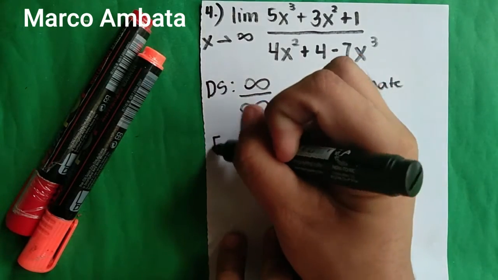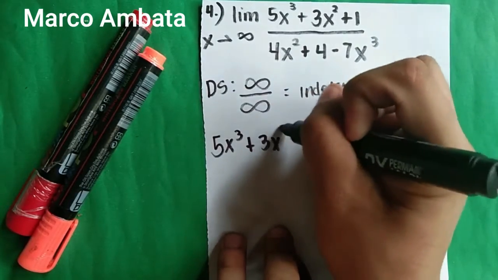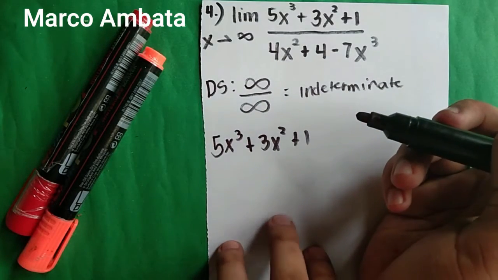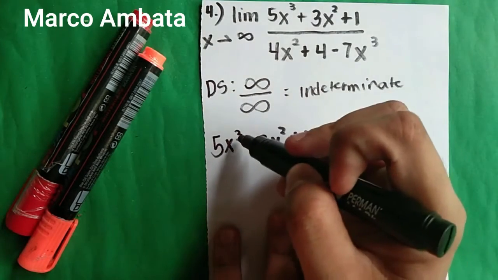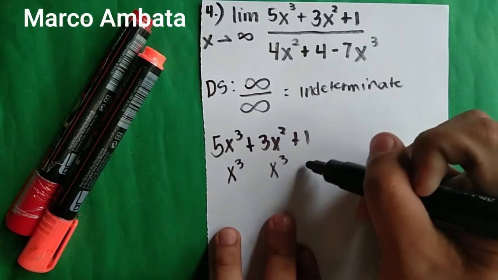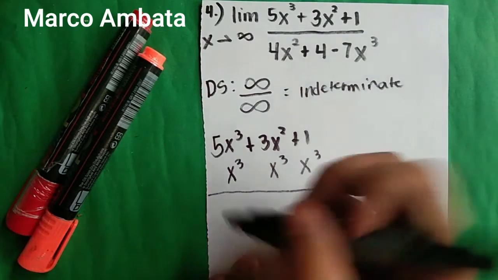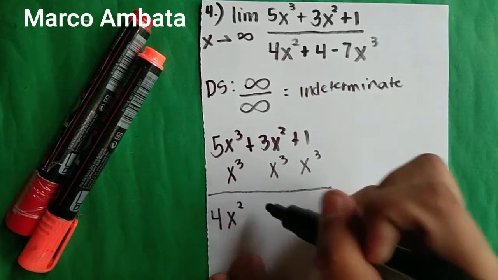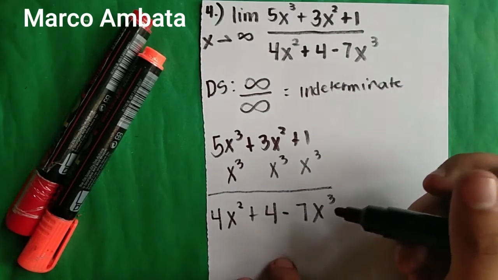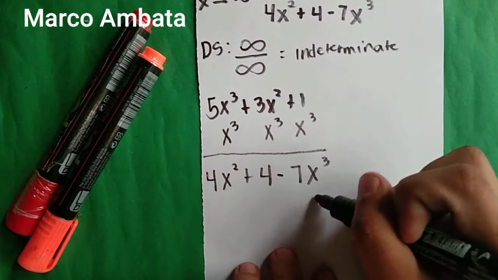So, 5x cubed plus 3x squared plus 1 divided by the highest degree, which is x cubed. So, x cubed over 4x squared plus 4 minus 7x cubed. We are also going to divide by the highest degree, which is x cubed.